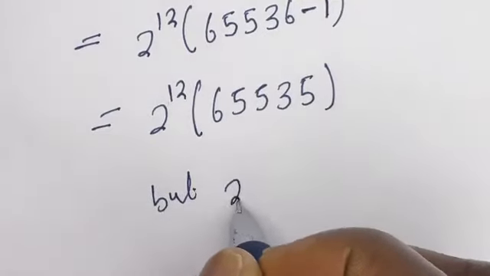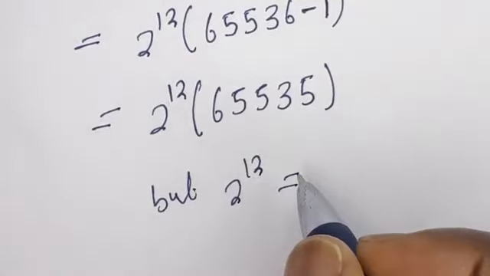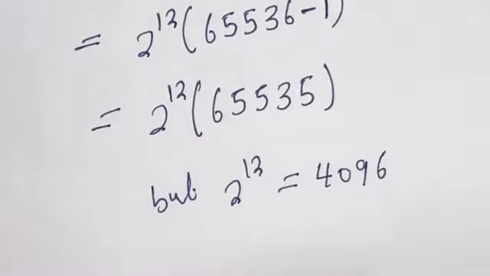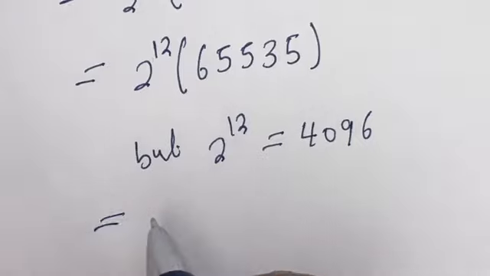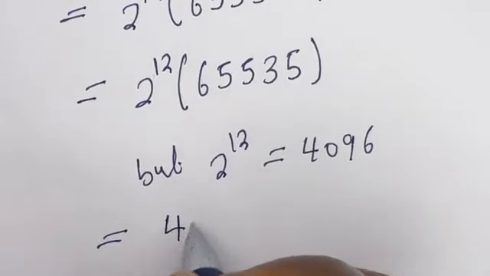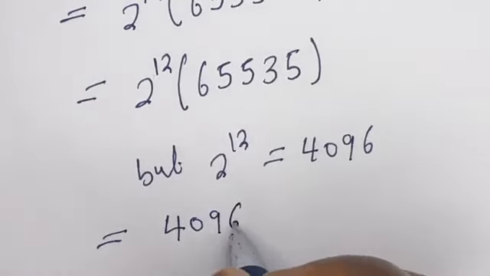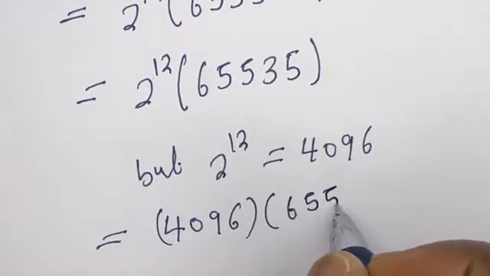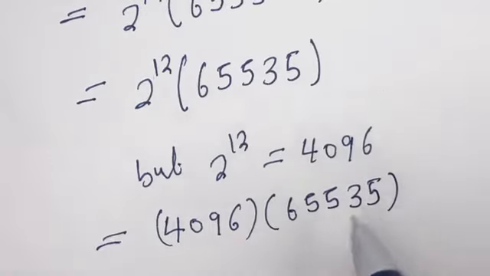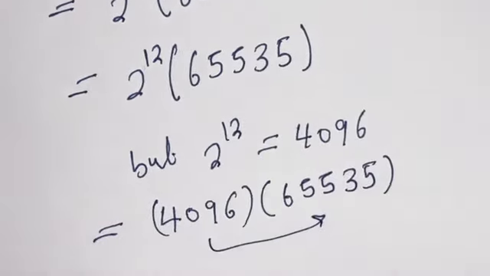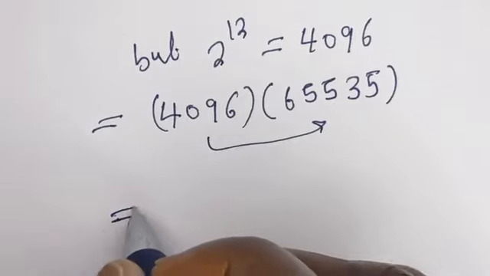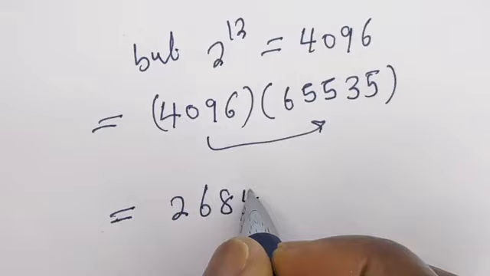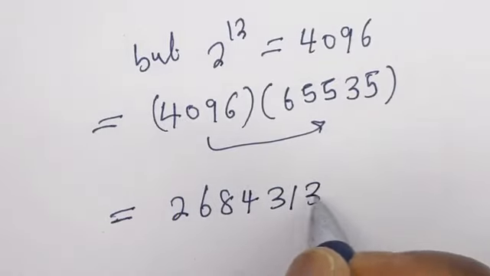But 2 to the power of 12 is equal to 4096. And this is equal to 4096 multiplied by 65535. And if you multiply these two together, we have 268431360.